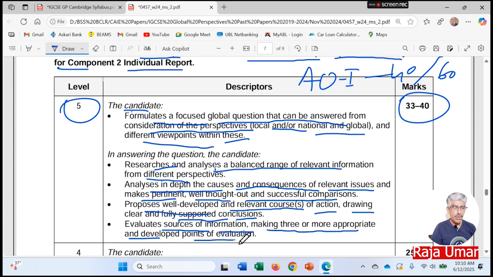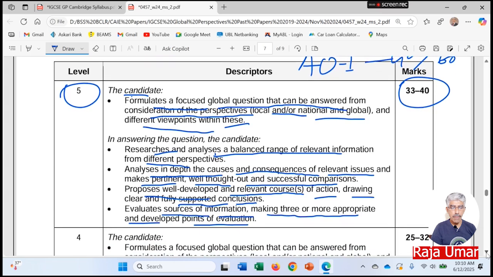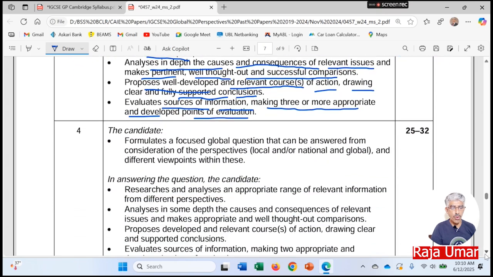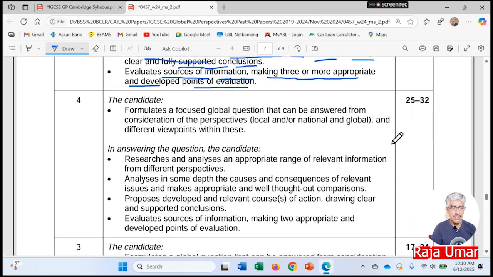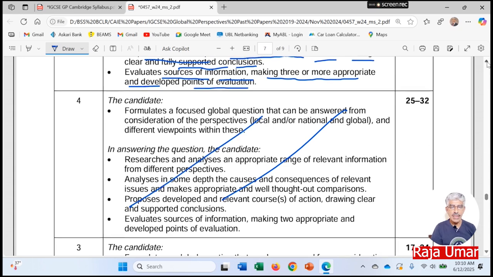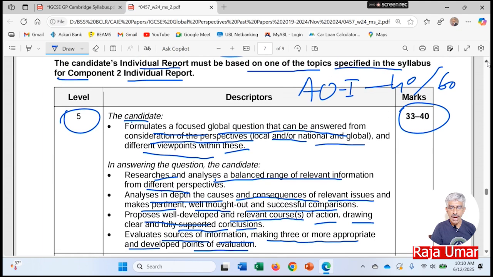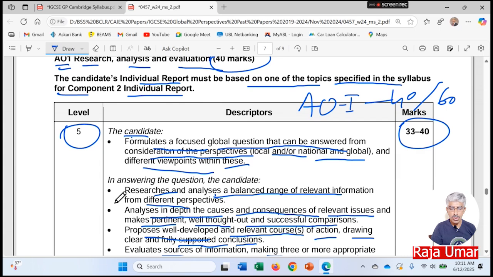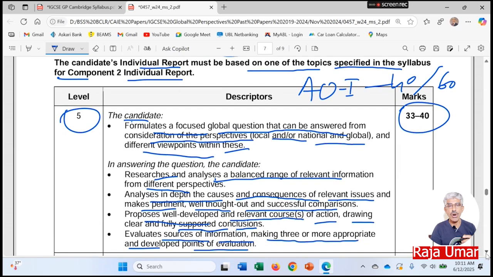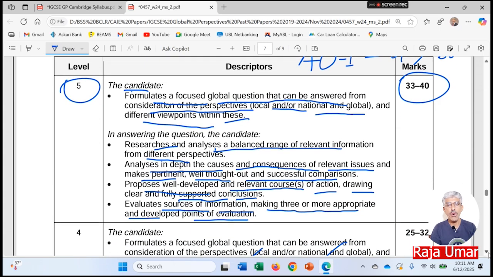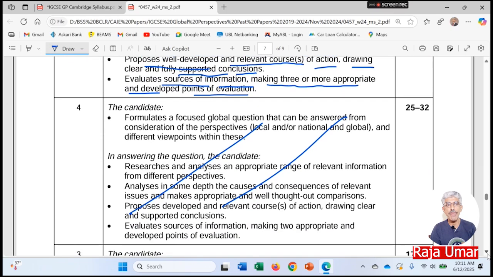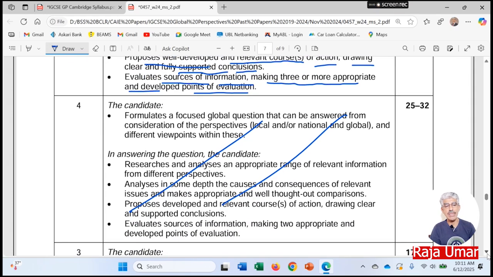Then you are not supposed to focus on these ones, as our focus is to attain maximum marks out of the assessment objective 1, that was the research, analysis and evaluation. So be focused on level number 5. Do not go to the lower levels, as these levels are not of the individual report, but of you people. If you are at the lower levels, definitely you might be getting less.